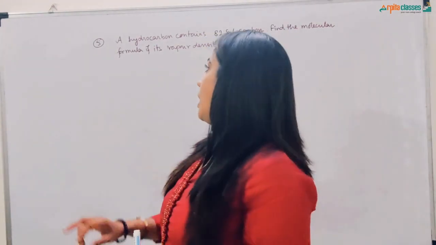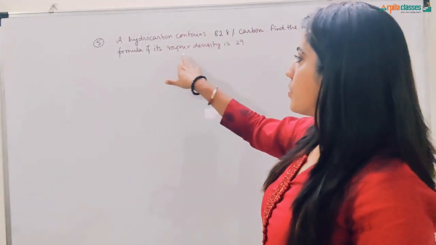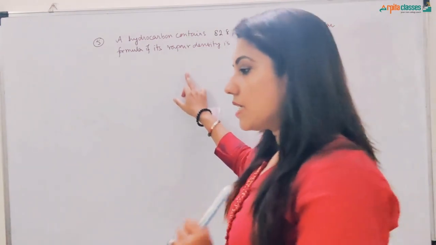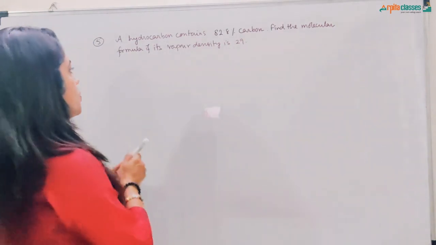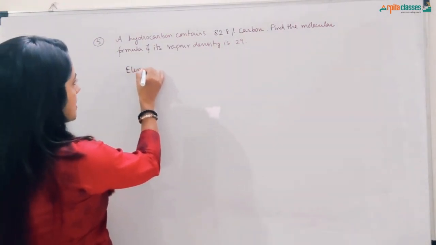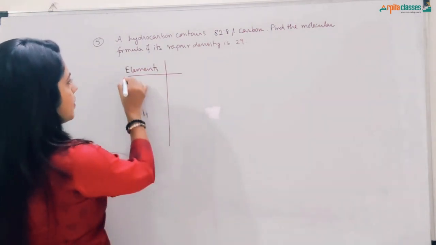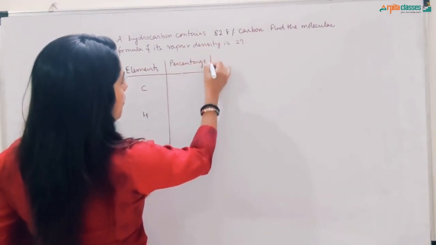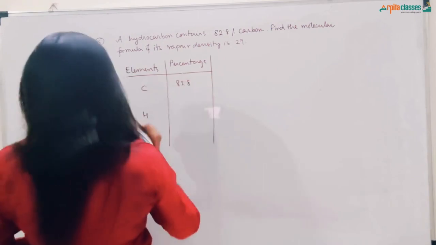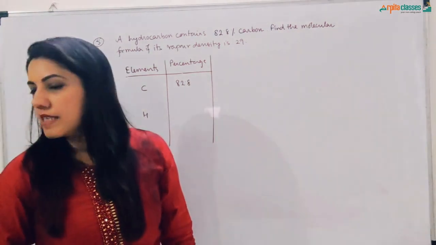Question number 5. A hydrocarbon contains 82.8% carbon. Find the molecular formula if its vapor density is 29. Since the compound is a hydrocarbon, we can understand that the compound is made up of only carbon and hydrogen. So in the column of elements, we are going to write the first element is carbon and the second element is hydrogen. Second column will be percentage, where the percentage of carbon is given, that is 82.8%. Hydrogen percentage we can find out by subtracting it from 100, and the percentage of hydrogen is coming 17.2.